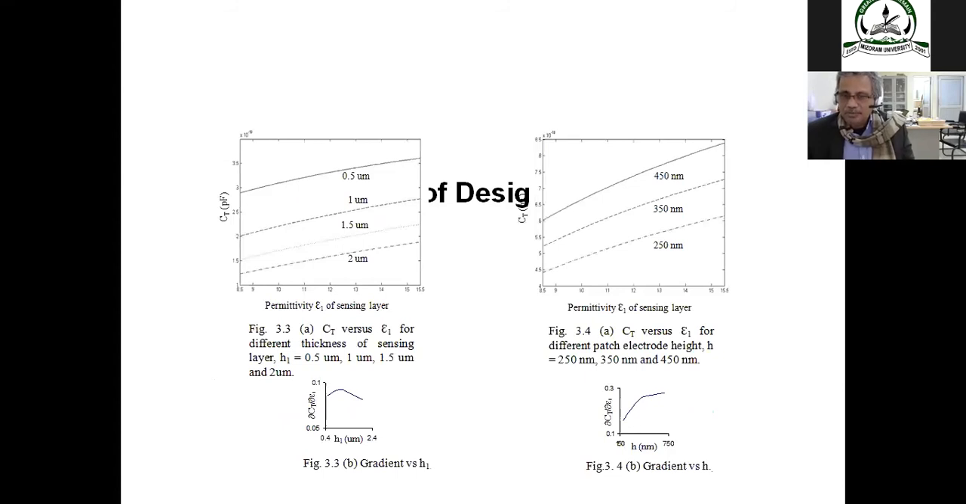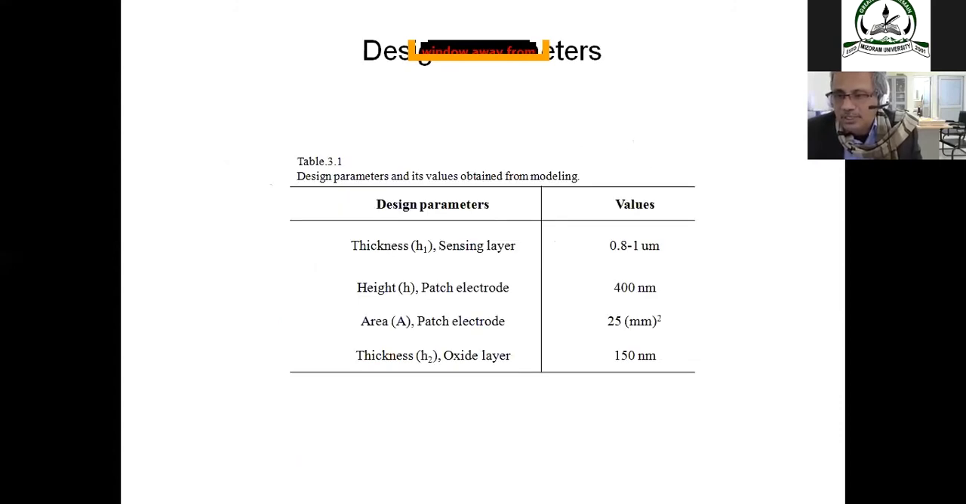So we have designed how much thickness the sensing layer should be, how much thickness the insulating silicon dioxide layer should be, and how much thickness the silicon should be. Mathematically we have designed it, and according to this design, we got a sensor thickness of 0.8 to 1 micrometer, a height of the patch electrode, the metallic electrode, of 400 nanometers, an area of the patch electrode of 25 millimeters square, and a thickness of the silicon layer of 150 micrometers.